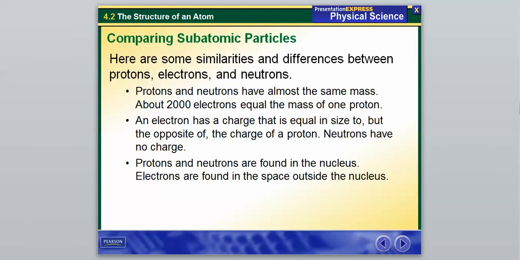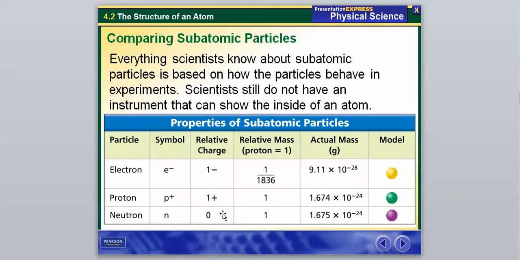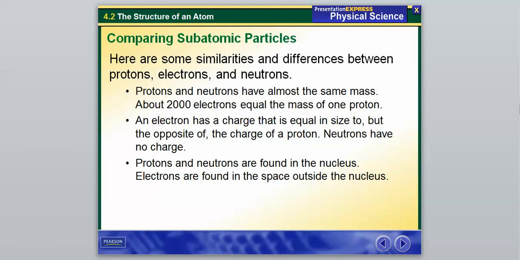So if we go to this chart right here and look, an electron is 1 over 1,836, meaning that you would need 1,836 electrons to equal the mass of that 1 proton. So they just rounded it up to 2,000 there. So electrons are much smaller than protons and neutrons.